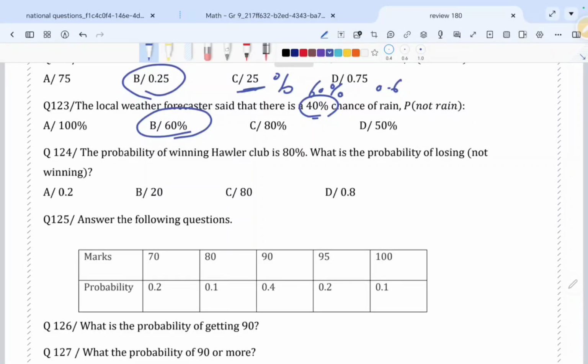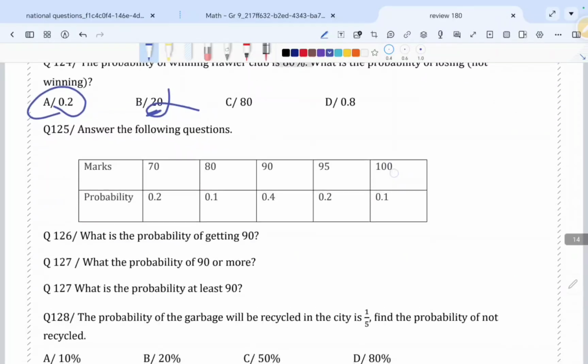80% for winning Howler Club. What's the probability of losing? It must be equal to 1. 80% plus what equals 100%? Plus 20%. But there is no 20%. There is 20, but this one is not correct. So 0.2 is the correct answer.